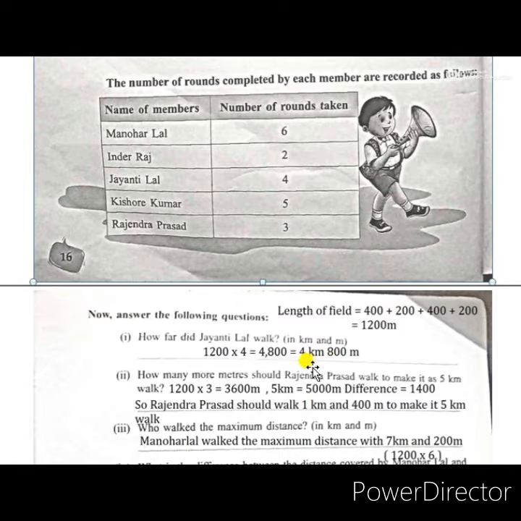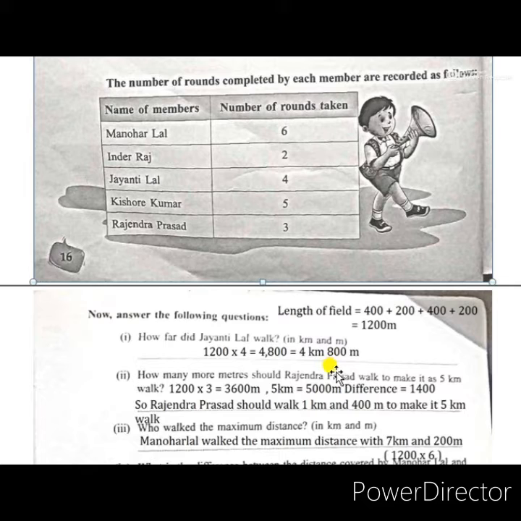Here we have been asked to write the answer in kilometer and meter. So we have to convert this 4800 into kilometer by dividing by 1000. Dividing by 1000, we remove 3 places from the right side. That means 4 kilometer and 800 meter. So how much distance can Jayanti Lal walk in a day? He can walk 4 kilometer and 800 meter in a day.